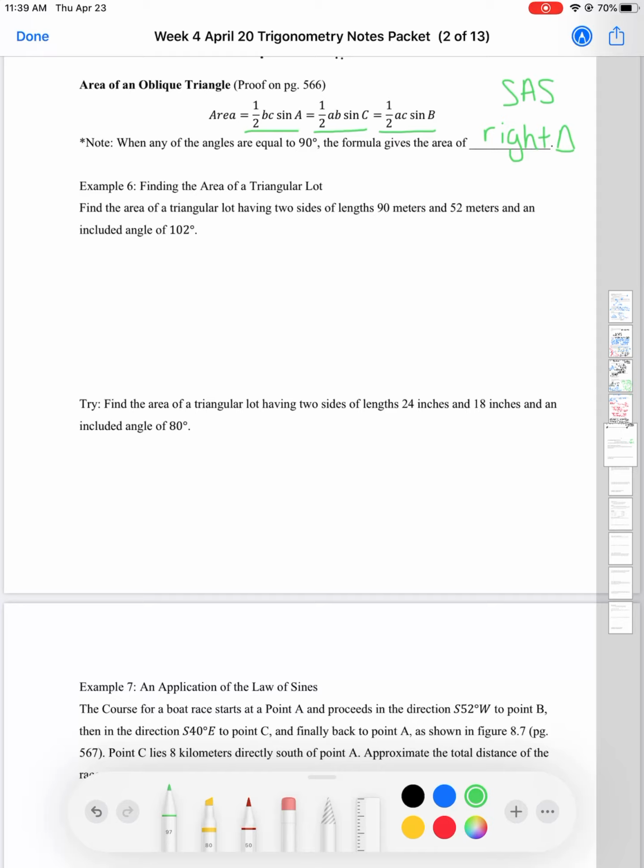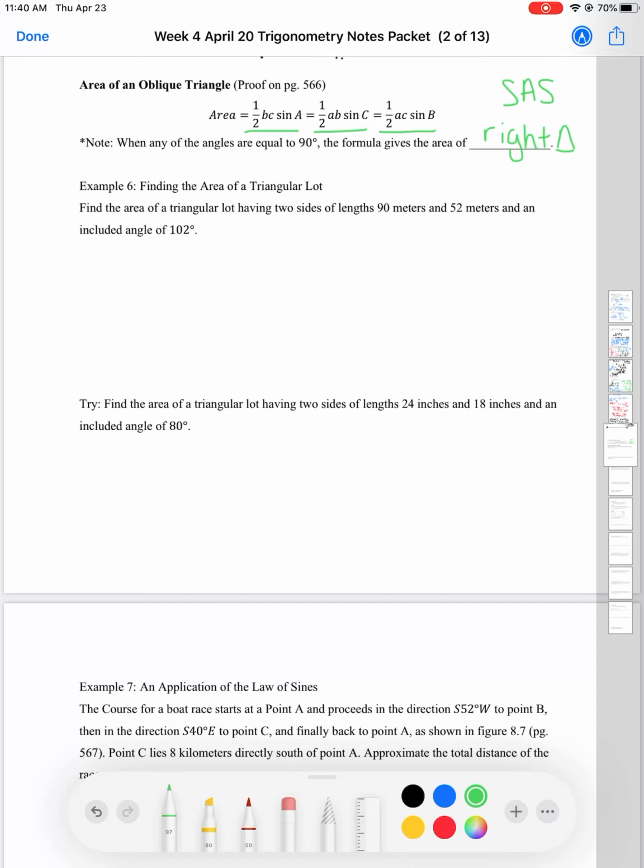This is probably the easiest thing of the section and the most useful thing, because now we can find the area of triangles without having to, first of all, know the height, and second of all, know that they're right angles. So it's useful, it's pretty easy. All you need is a calculator and to know two sides and an angle.